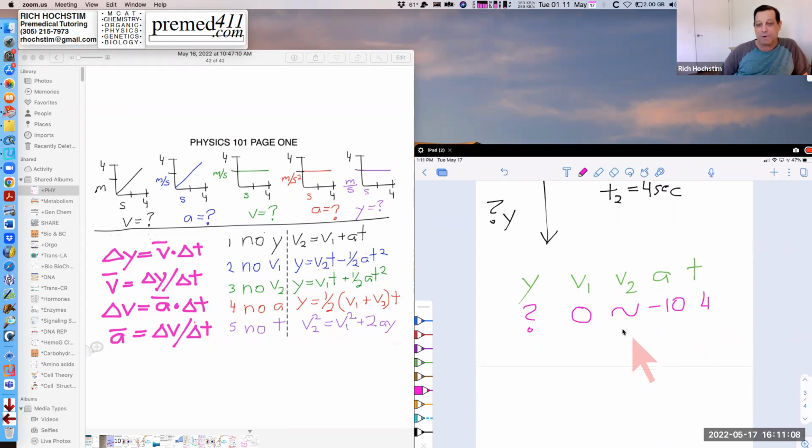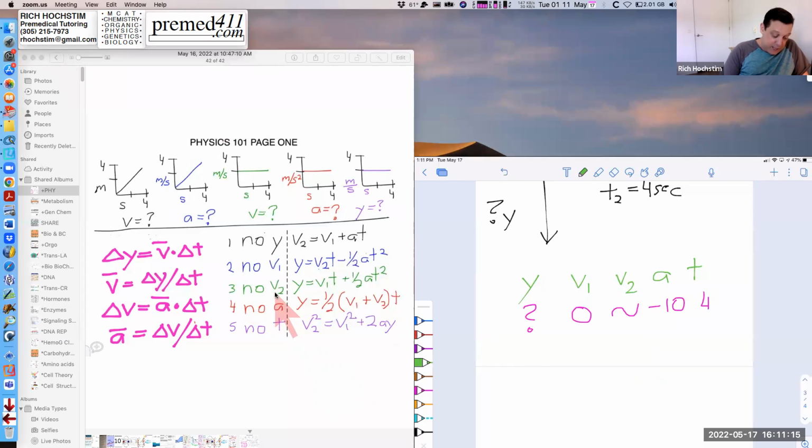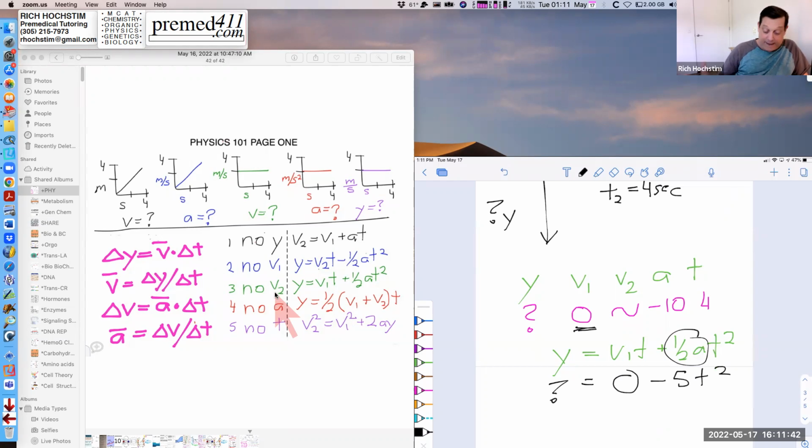And what will happen is we'll come over here and we'll say no V2. That tells us which equation we're going to use. And then we just say Y is going to be equal to V1T, plus 1/2 A T squared. And the value that we see over here will be 0 because this is 0 right over there. And we're looking for Y right there. So this will be -5, that's the 1/2 T squared. And that will give you the answer.